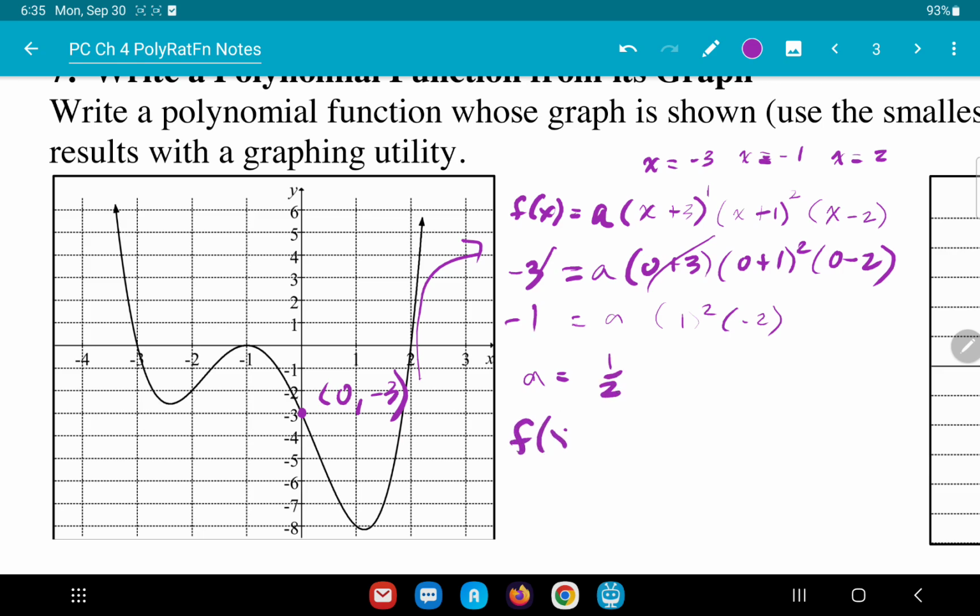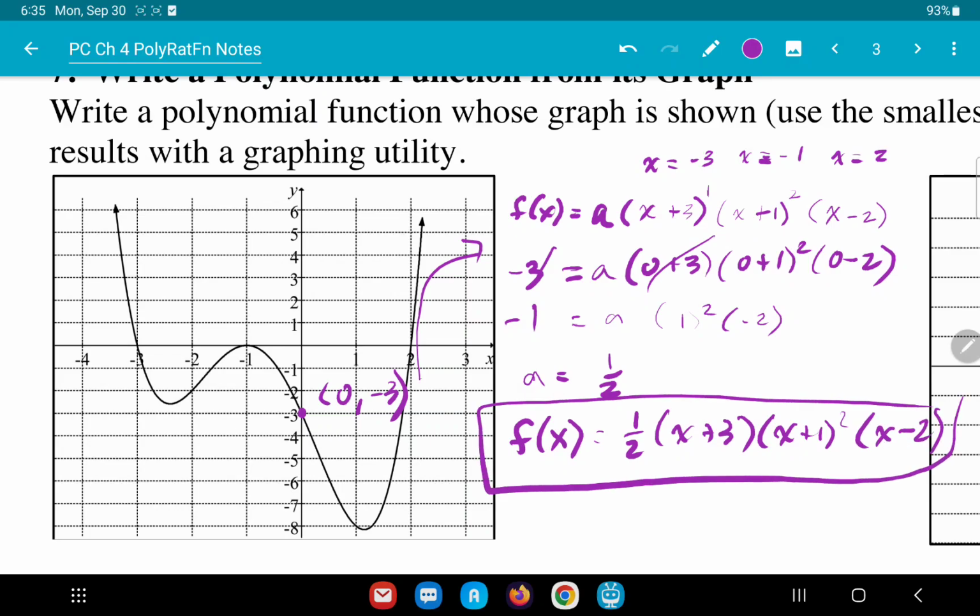We put that back into our function, and we get 1/2 times (x plus 3) times (x plus 1) squared times (x minus 2). And that's going to be the equation of our graph over here to the left.